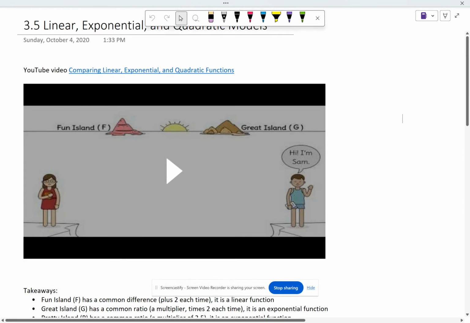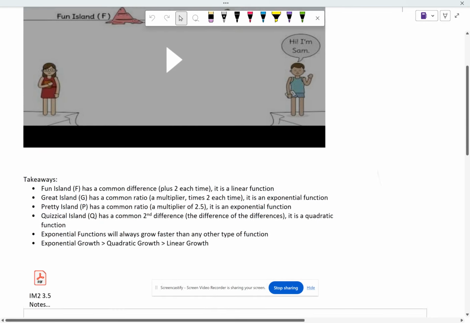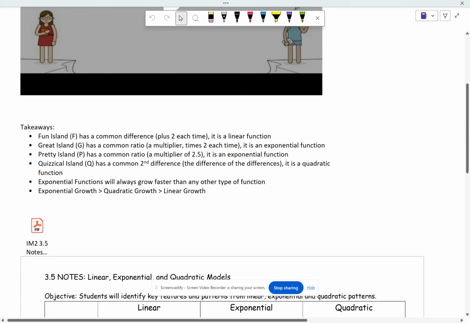Okay, so that was linear, exponential, and quadratic models. And it looked at graphs, equations, and tables for how to represent linear, exponential, and quadratic models. And so here were some of the takeaways that I noted when I watched this video a couple of times. I started writing down kind of some notes.